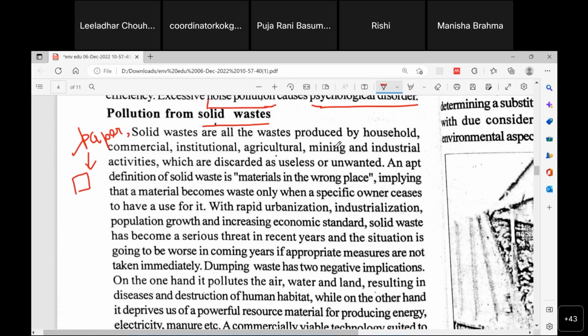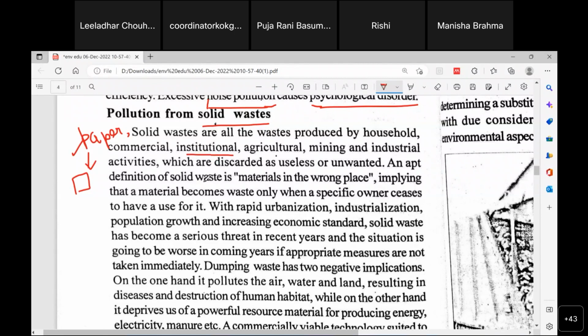Solid waste are all the waste produced by household, commercial, institutional, agricultural, mining, and industrial activities, which are discarded as useless or unwanted. You can go to college and you will see that the dustbins of the colleges are occupied with paper, polythene coating, and many such things which are thrown there in those dustbins. And our institution, say college itself, has lots of solid waste generated every day due to different activities, and they are not useful for us.